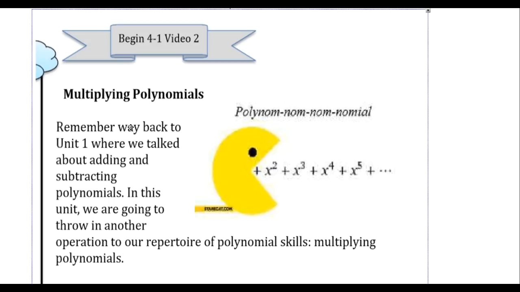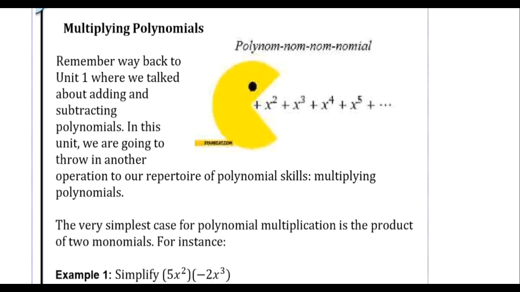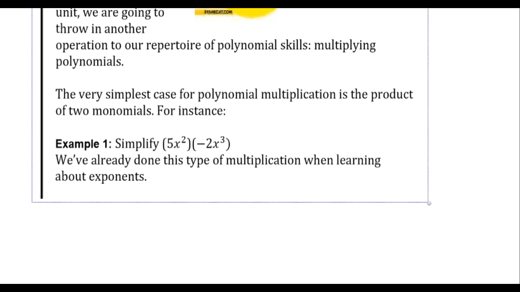So remember way back in Unit 1, we talked about adding and subtracting. That was when we were kind of just combining like terms, and if we subtracted them, we might need to distribute a negative, but mostly we were just combining like terms. In this unit, we're going to actually multiply polynomials. So that's going to make things a little bit more complicated, but not much.